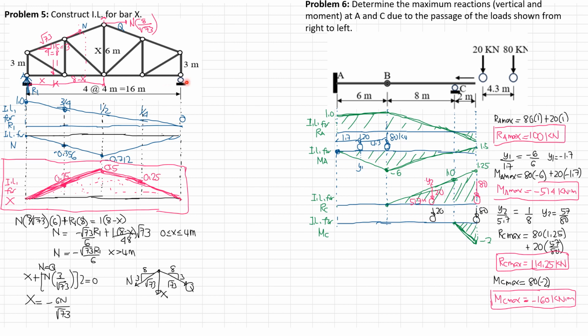There are 4 panels, by the way, equally distant. Therefore, this is the influence line for the reaction R1. 1, then 0 at this other end. So that means it is divided by 4, so 3/4, 1/2, 1/4, 0. So that's the influence line for R1.